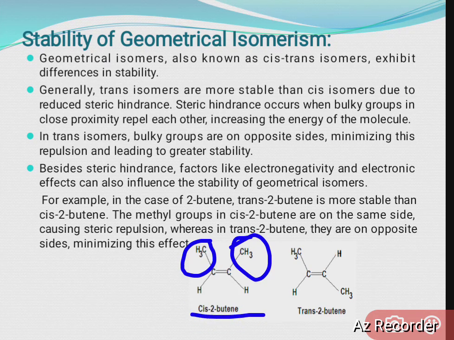But in the case of the trans isomer, the two bulkier groups are present in opposite directions. Hence, there is a decrease in the steric hindrance or the repulsion. Hence, these trans isomers have lesser energy. Due to this, these are more stable. Trans isomers are more stable than the cis isomers.